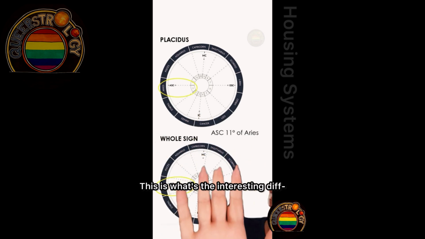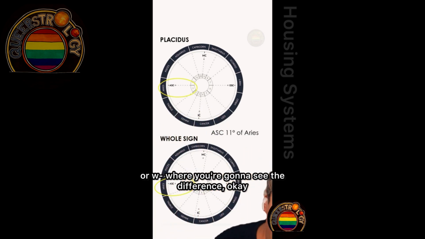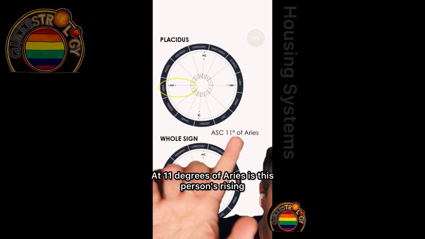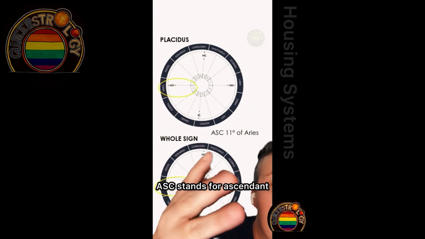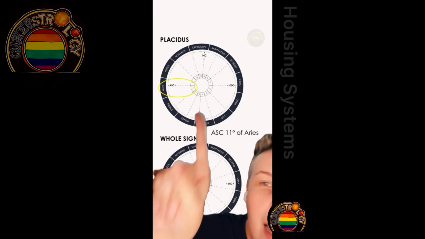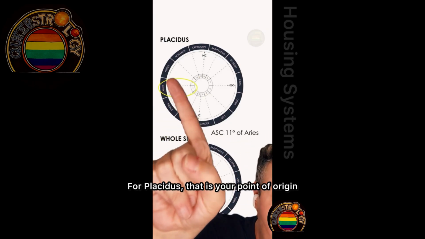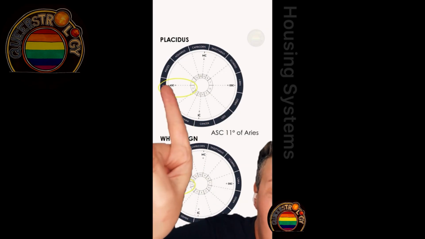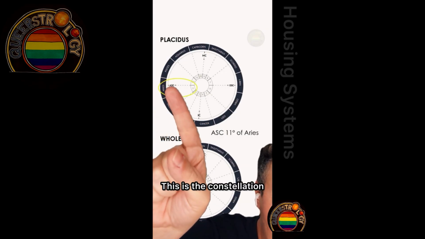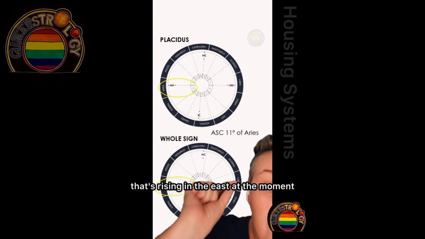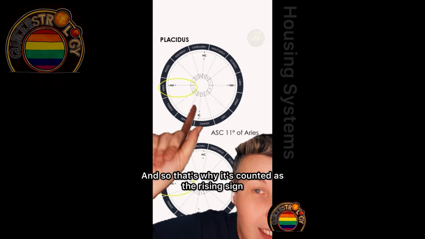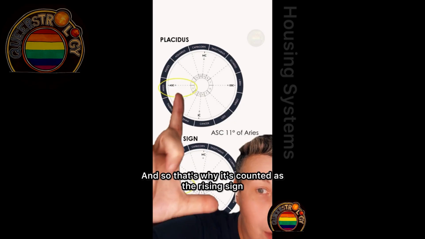This is where you're going to see the difference, okay? Look at this. At 11 degrees of Aries is this person's rising. ASC stands for ascendant or your rising sign. For Placidus, that is your point of origin. It begins your chart. Why is that? This is the constellation that's rising in the east at the moment that you're born. Now that applies for both, okay? And so that's why it's counted as the rising sign.